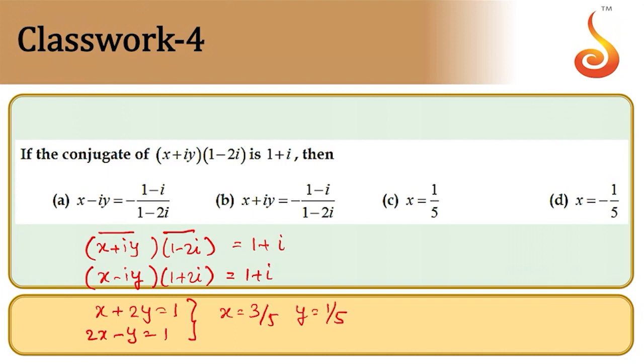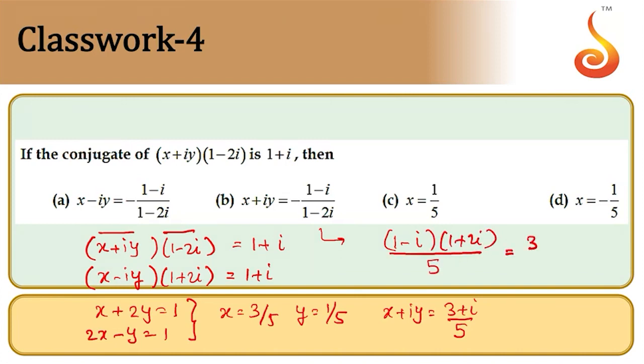So the resultant complex number x plus iy is equal to 3 plus i by 5. So if we observe the option, 1 minus i into 1 plus 2i divided by 5, you get 3 plus i by 5. So option B is correct.